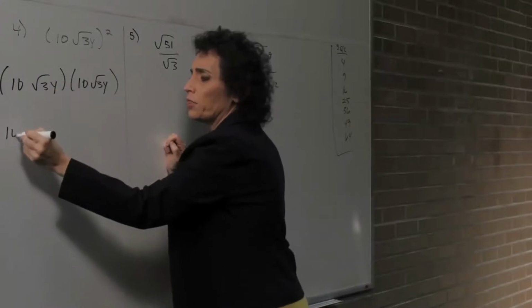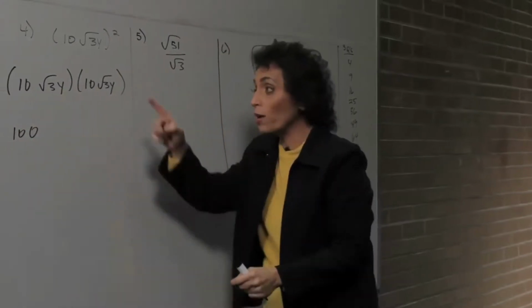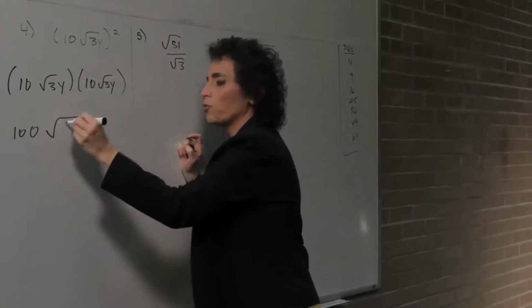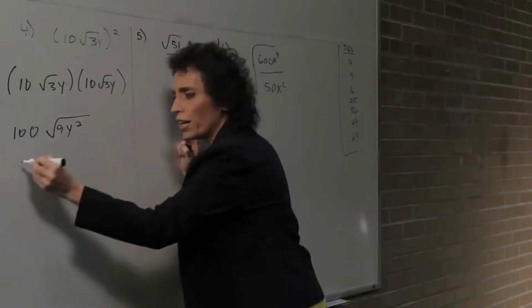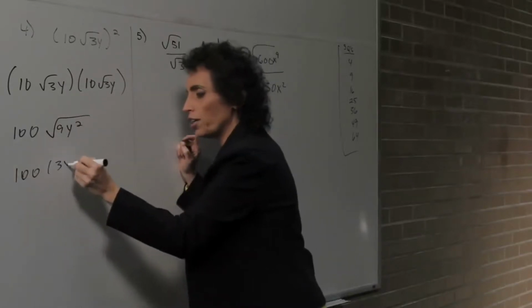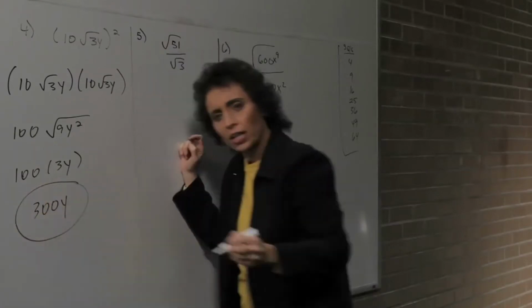Okay, 10 times 10 is 100. Square root of 3y times square root of 3y should be 3y, right? When you square a square root, you get what's inside, but I will do it the long way. 3 times 3 is 9y squared. Guess what that is? 3y. All right, so it's 100 times 3y, which is 300y. Done deal. Feeling good?